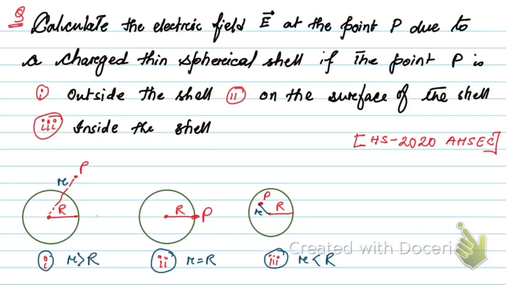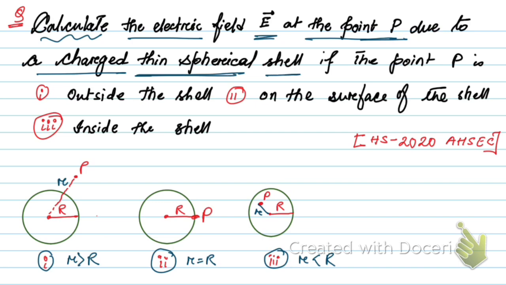Hello students, in this video I'm going to answer this question. Calculate the electric field E at the point P due to a charged thin spherical cell. Spherical cell means inside the cell, it is empty. That means it is hollow.